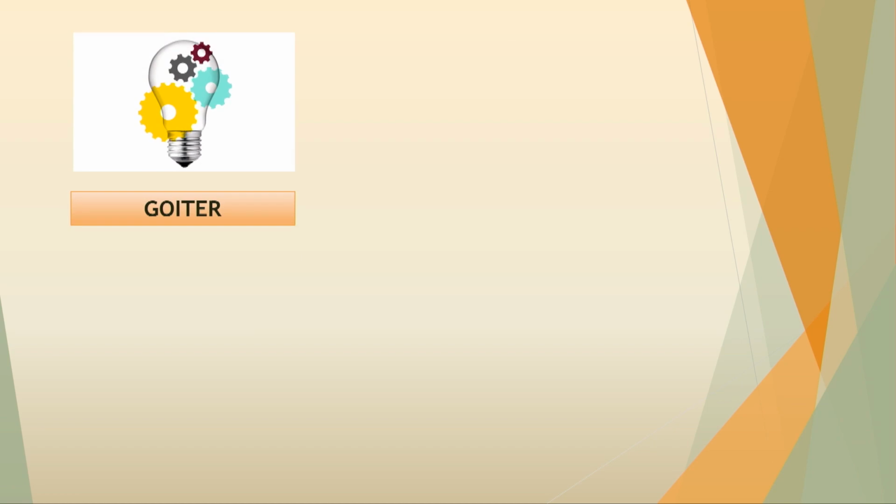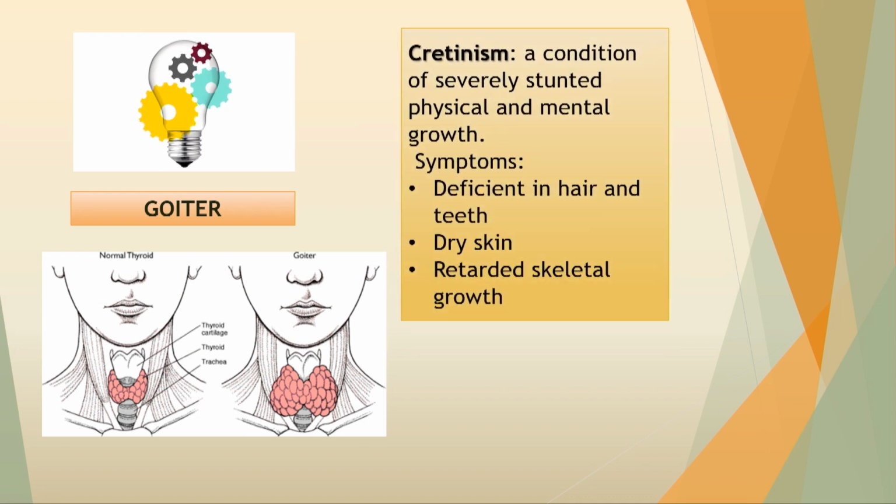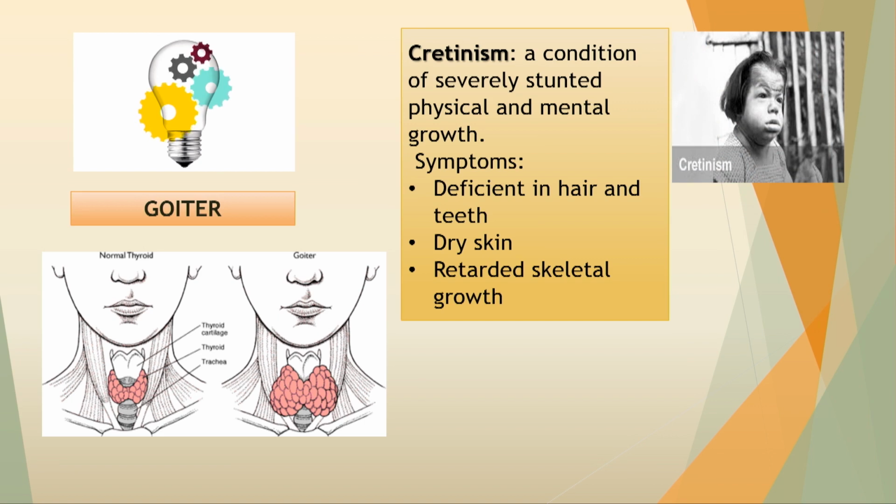Let's learn more about goiter. The goiter is a disease where your thyroid gland swells. And cretinism, it is a condition of severely stunted physical and mental growth. The symptoms: deficient in hair and teeth, dry skin, retarded skeletal growth. Both are the deficiencies of iodine.